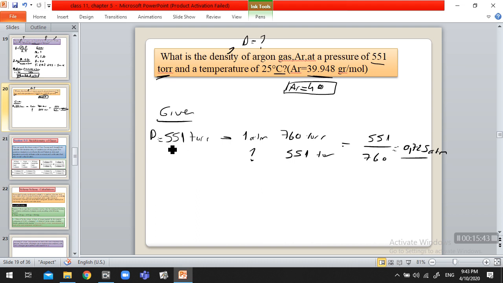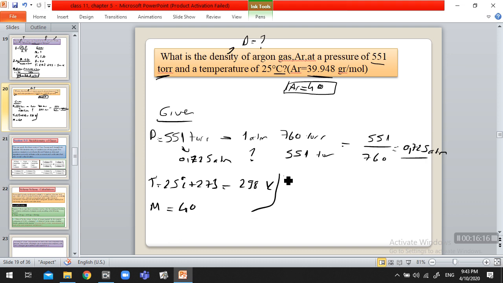So the pressure is 0.725 atm. What about the temperature? 25 Celsius. You have to convert to Kelvin by adding 273. It becomes 298 Kelvin. And what about the molar mass? Molar mass is also 40, as I told you. All of them are given, so you can find the density.